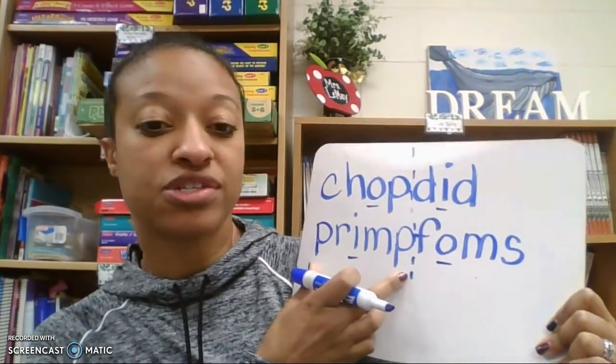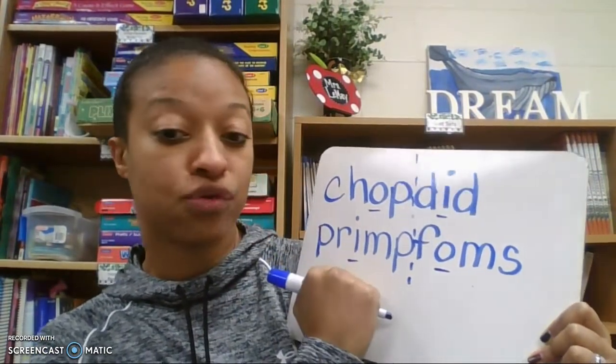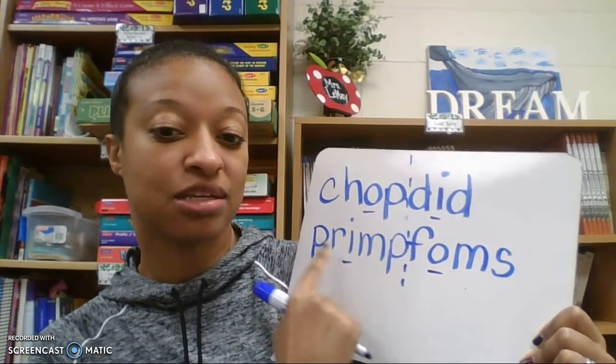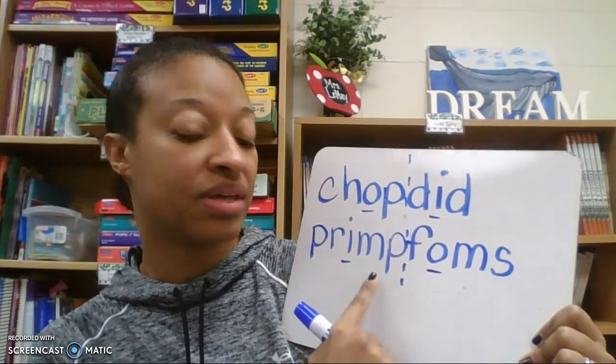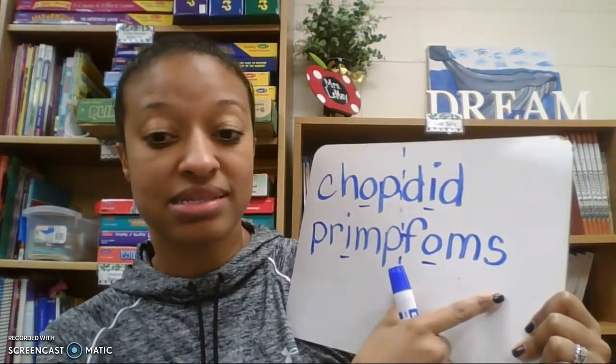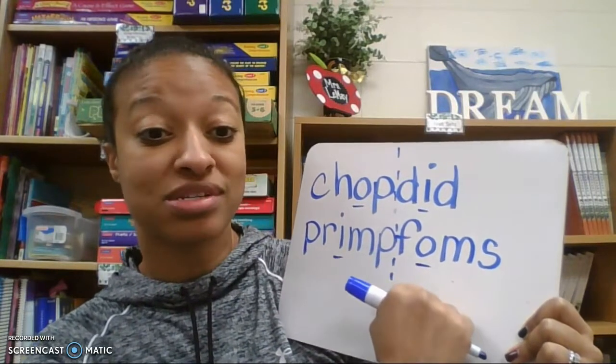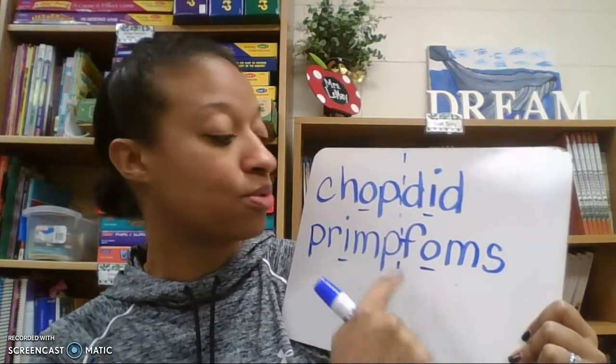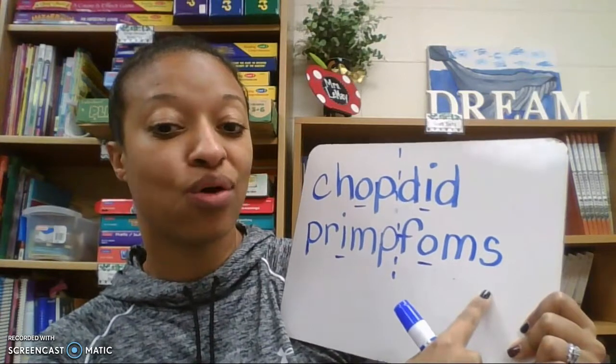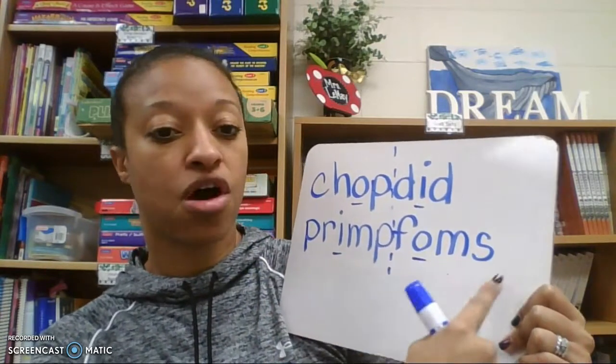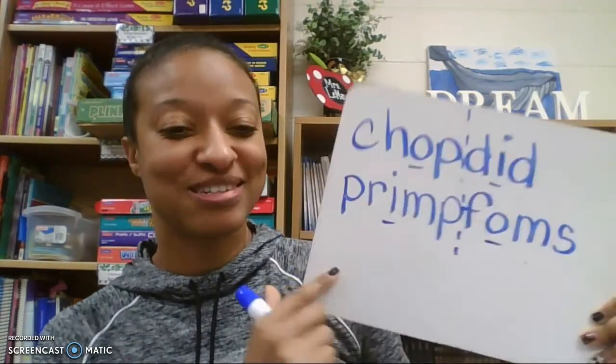Okay, it should look something like this. All right, let's look at our first syllable. It is closed. Sound of my vowel, i, syllable, primp. Okay, let's look at our second syllable. It is closed. Sound of my vowel, ah, syllable, foms. Whole word, primp, foms. Primp, foms.